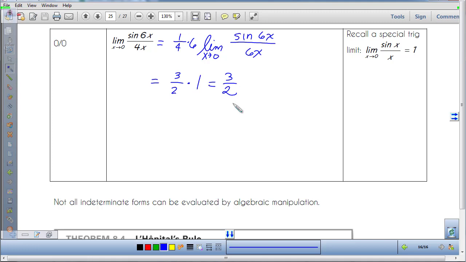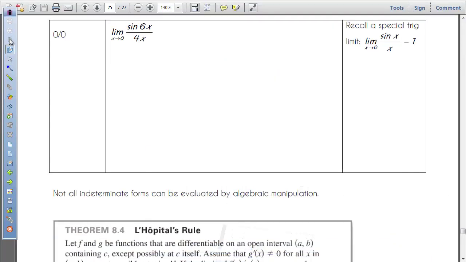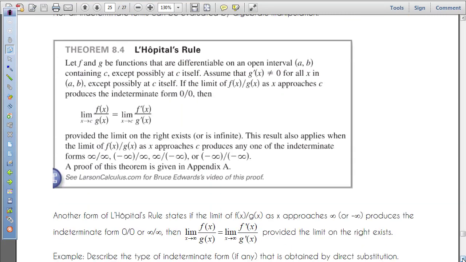Okay, so we have been able to evaluate some limits when we got indeterminate forms using algebraic manipulation, but that's not always possible. So how else can we do that? We're going to take a look at L'Hopital's rule. Okay, it applies when we have an indeterminate form.